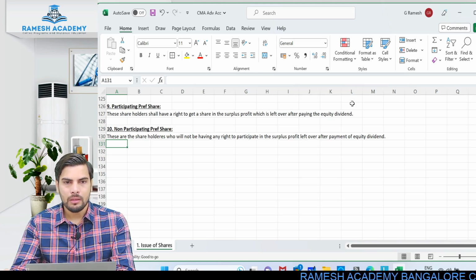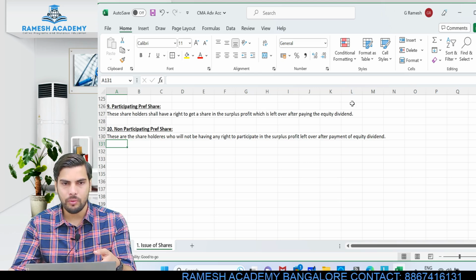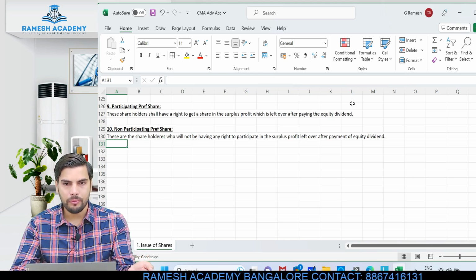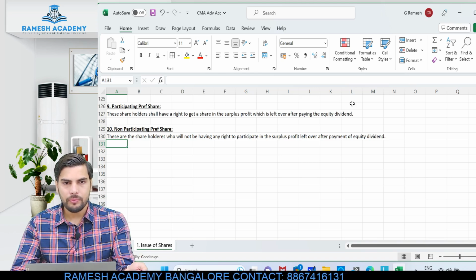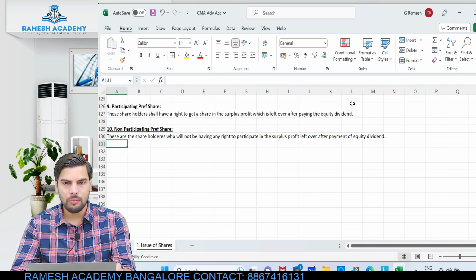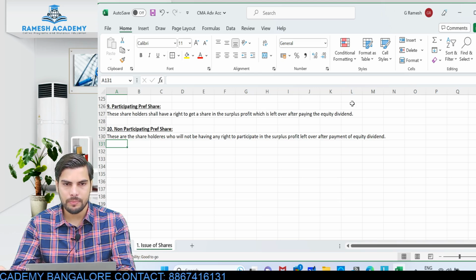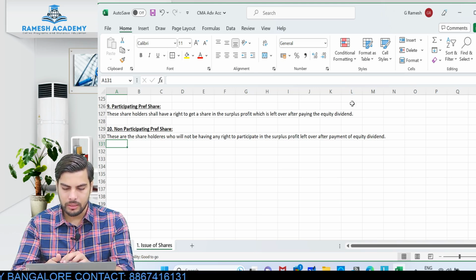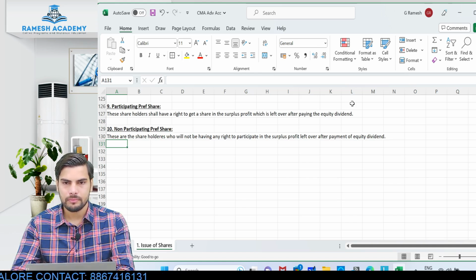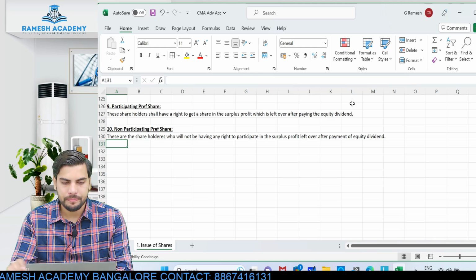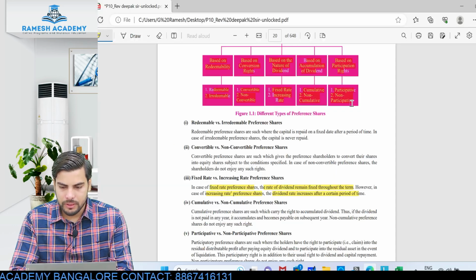So that is the types of shareholders. Basically two types, equity shares and preference shares. When it comes to preference shares, we have got the varieties which you have already discussed, like redeemable preference shares, non-redeemable preference shares, cumulative preference shares, non-cumulative preference shares, convertible preference shares, non-convertible preference shares, participating preference shares, non-participating preference shares. Clear? So these are the different types of preference shares.